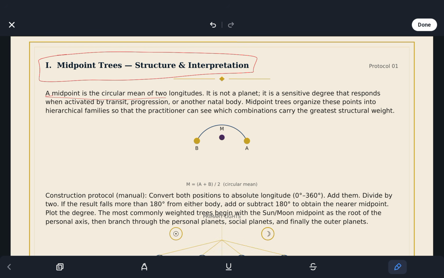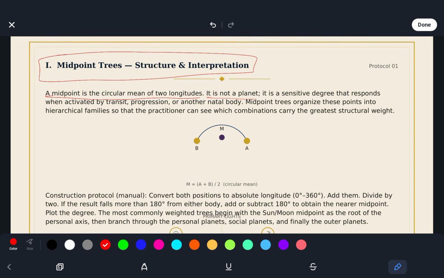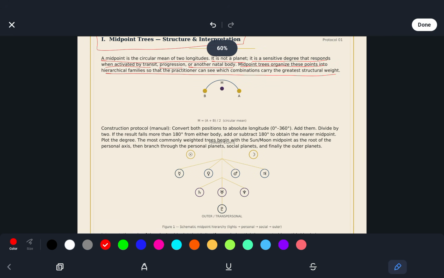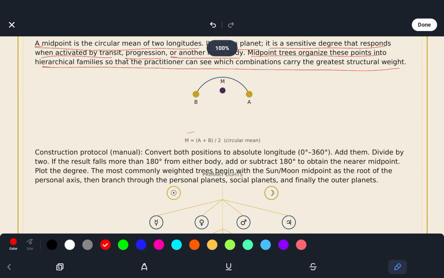A midpoint is a circular mean of 2 longitudes. It is not a planet. It is a sensitive degree that responds when activated by transit, progression, or another natal body. Midpoint trees organize these points into hierarchical families so that the practitioner can see which combinations carry the greatest structural weight. So we see here M equals (A plus B) divided by 2.